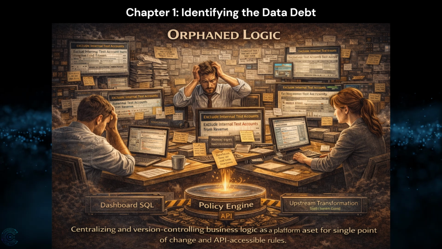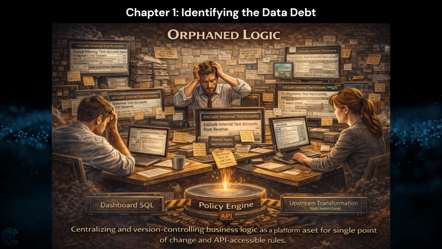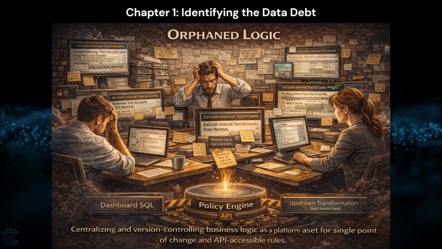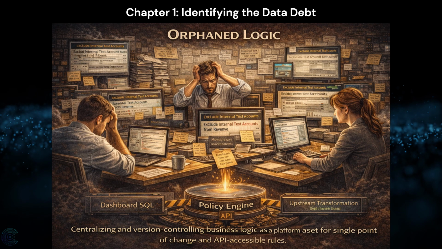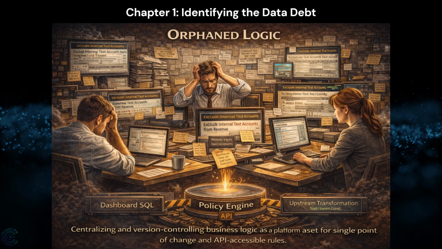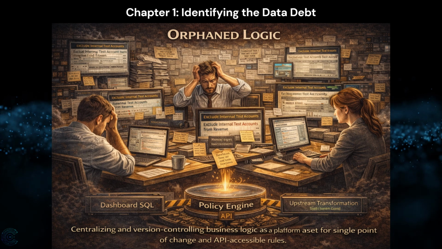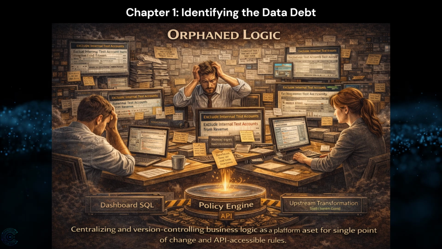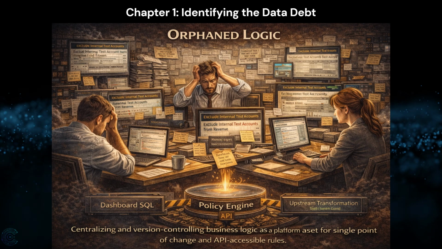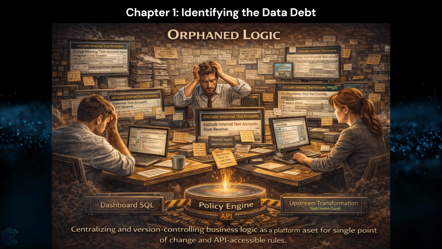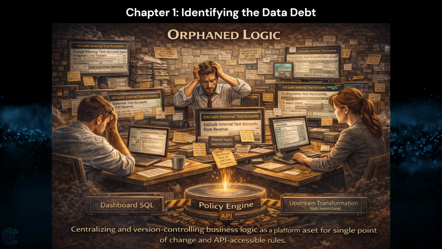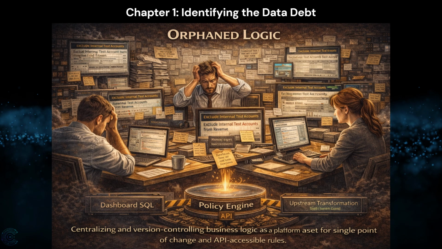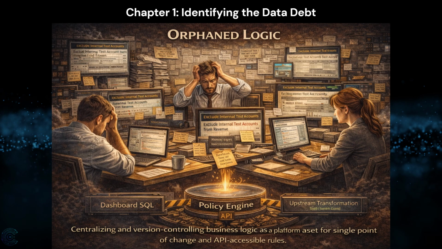Task: centralize and version control business logic as a platform asset. Action: migrate logic from dashboard SQL to upstream transformation, silver/gold layers. Use a centralized policy engine for business rules that are accessible via API. Result: single point of change for all business rules, simplified audits, guaranteed AI/human logic alignment.